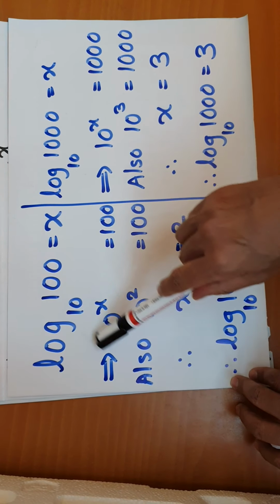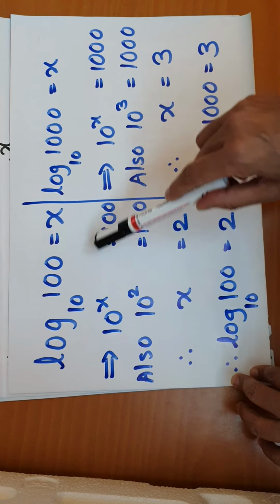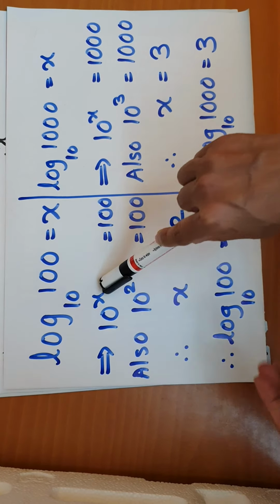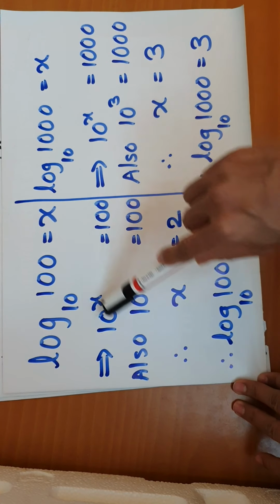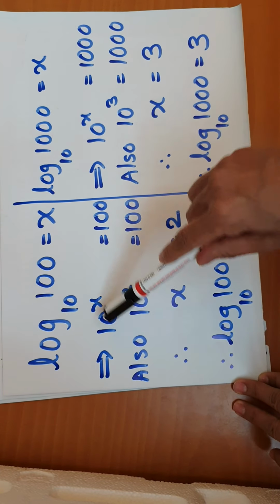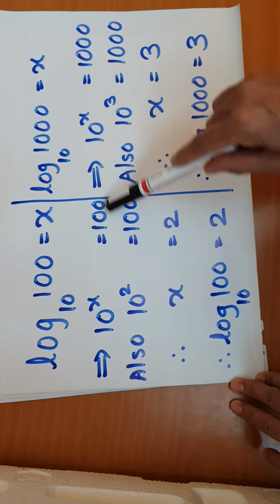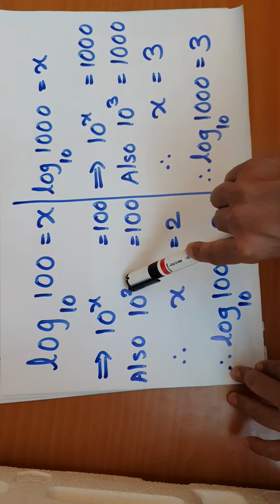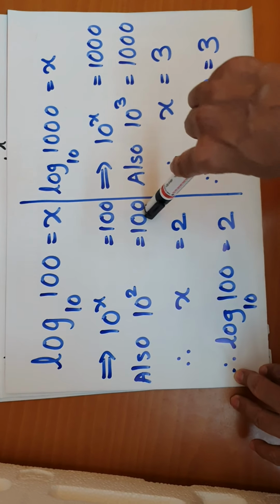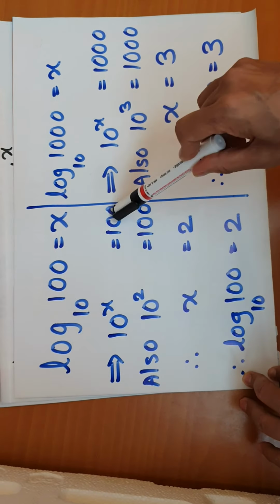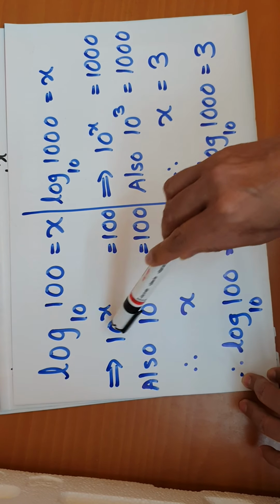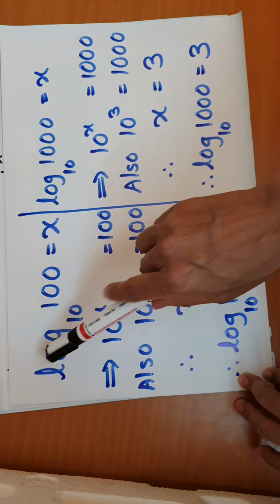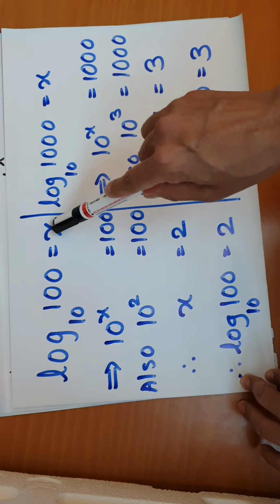You are familiar with these exponential functions. Since grade 7 you are doing sums of this kind. Here x is the power or the index, or you can call it the exponent, and 10 is the base. When you write 10 raised to x, the answer is 100. For example, if x is 2, then 10 raised to 2 is 10 into 10, that is also 100. So we have 10 raised to x equals 100 and 10 raised to 2 equals 100. When you compare these two terms, we get x is 2. So log of 100 to the base 10 is 2.